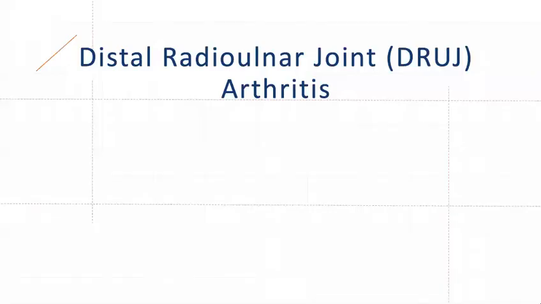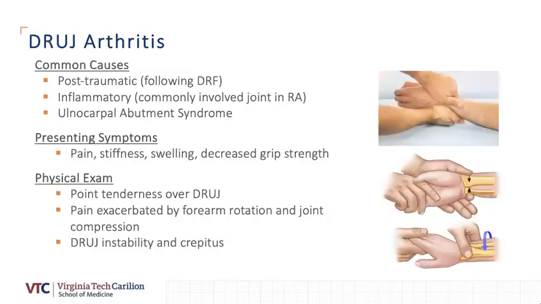So next we'll talk about distal radial ulnar joint arthritis, or DRUJ arthritis. This can be caused commonly after a trauma, specifically usually a distal radius fracture. It can also be a result of an inflammatory process commonly seen in rheumatoid arthritis, or it can be from ulnocarpal abutment syndrome. And these patients will present with pain, stiffness, swelling, decreased grip strength.